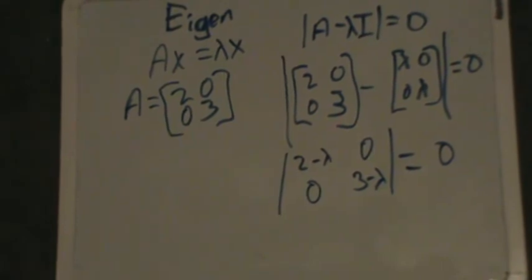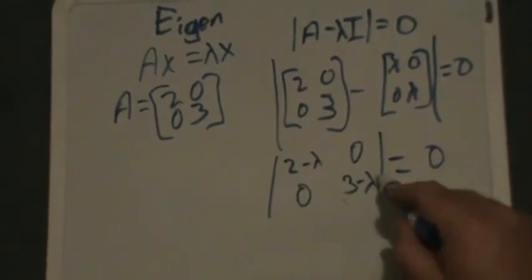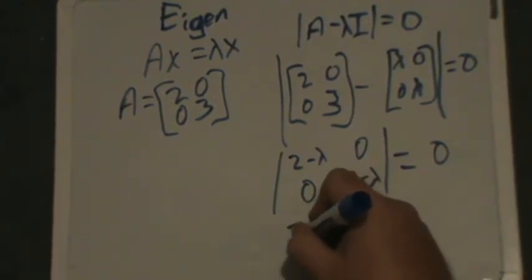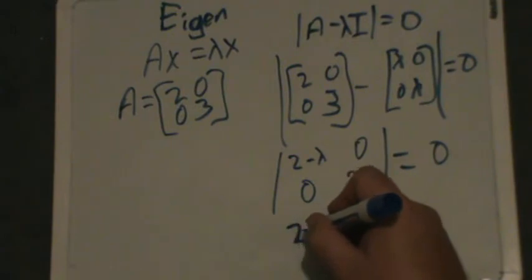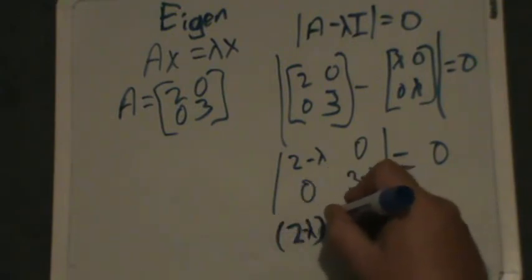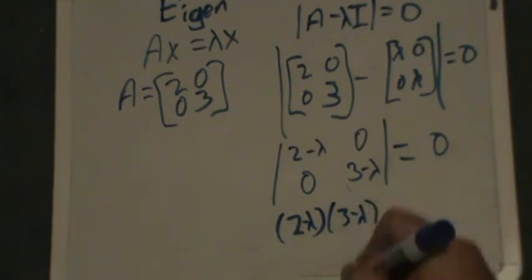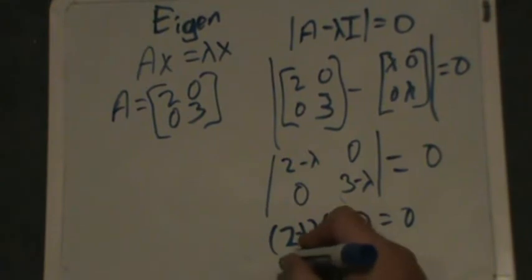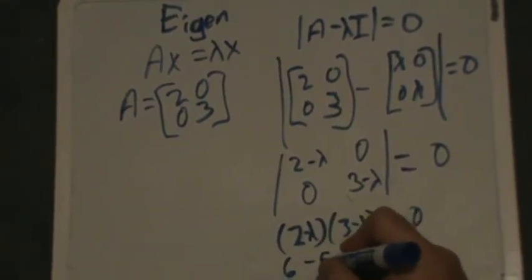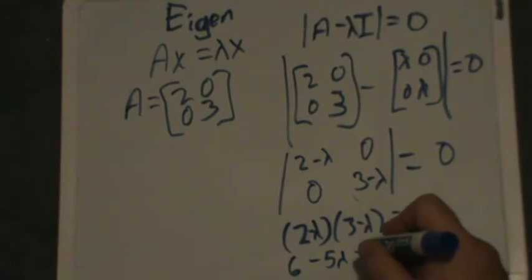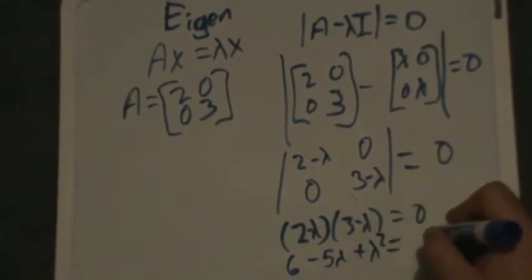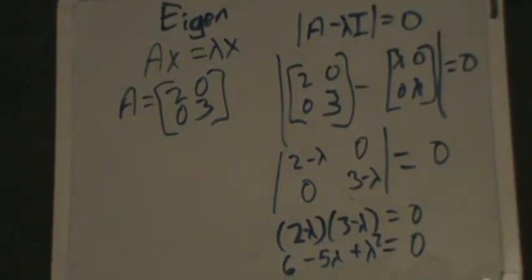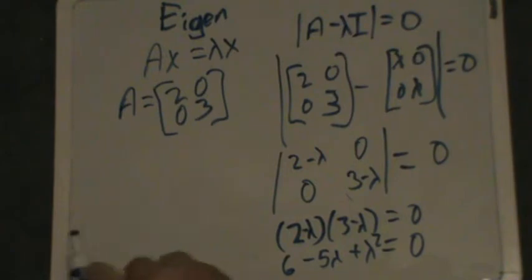The determinant for the 2 by 2 case is this element times this element minus this one times that one. So what I end up with is 2 minus lambda times 3 minus lambda, and that has to equal 0. Now if you distribute this, you get 6 minus 5 lambda plus lambda squared equals 0. This is now a quadratic, and you can stick it inside of everybody's favorite little quadratic formula.